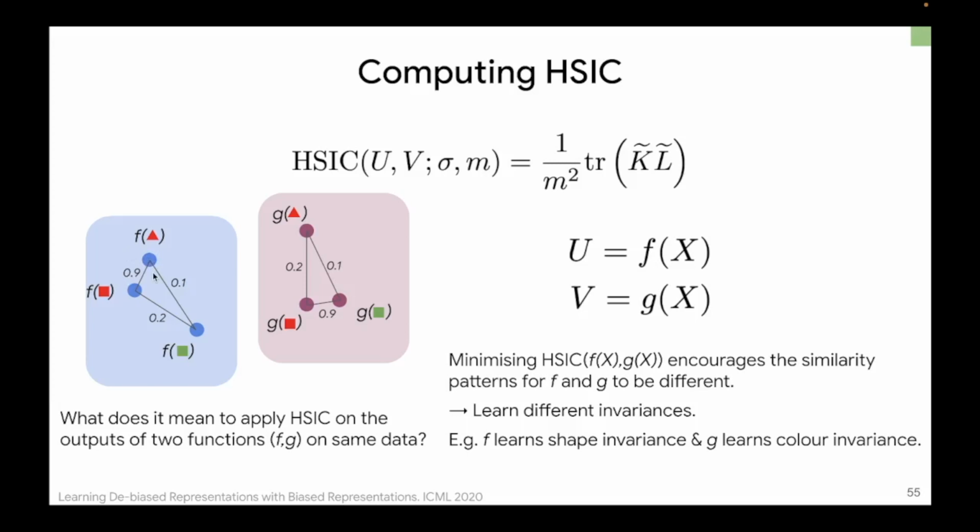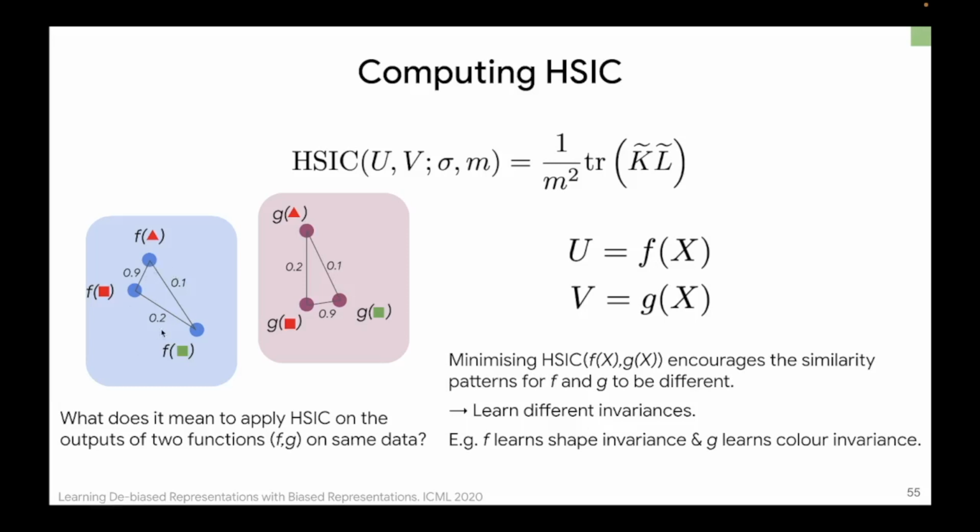Now let's take a look at the case where the points are actually not samples from some random variable per se, but function outputs from some input distribution, with different functions f and g. These are still valid random variables, because you're taking the output of the two functions based on the same distribution x. So u is now f of x and v is now g of x. The question is, what does it mean to minimize the HSIC on f of x and g of x? The claim is that it encourages the similarity patterns for f and g to be different.